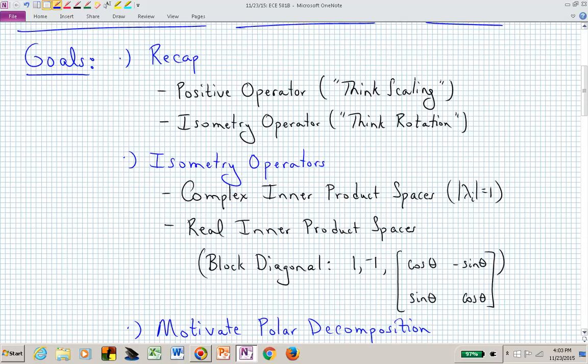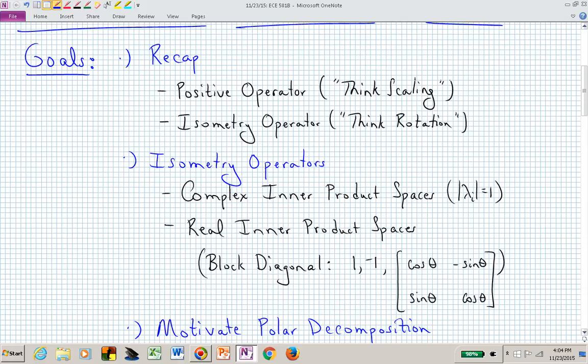And we want to now understand how we can factor these matrices, and we're doing it by means of a positive operator and an isometry, where the positive operator is a scaling and the isometry is a rotation. I want to just recap those definitions before we then start talking about these isometry operators in complex inner product space and in a real inner product space.